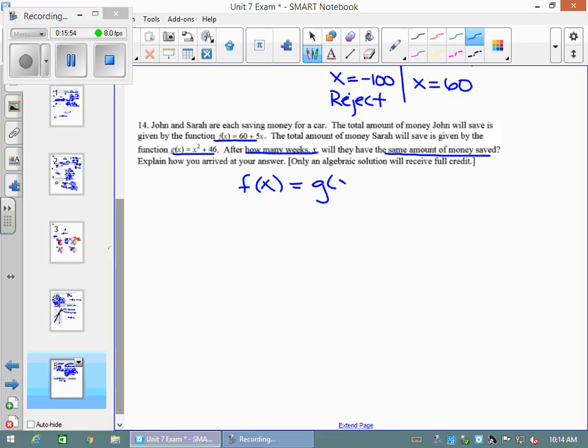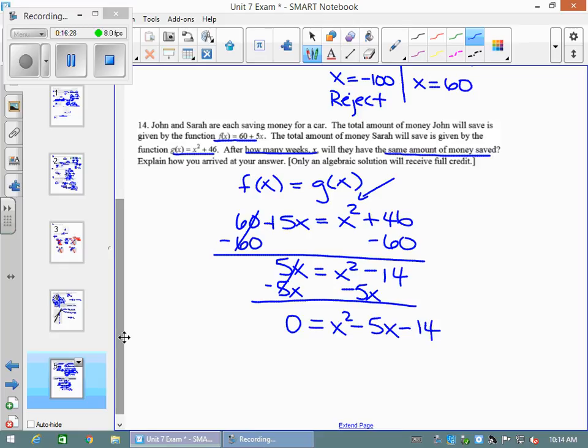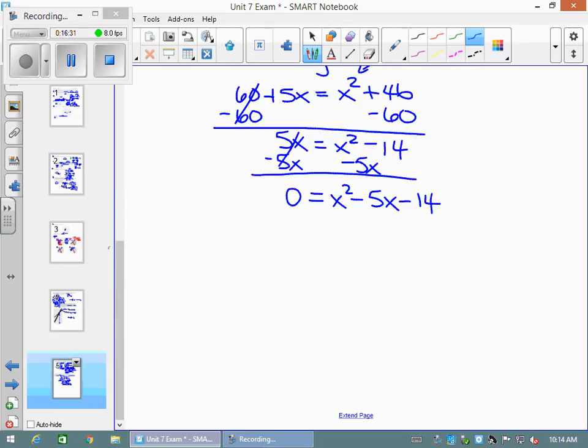So if we take 60 plus 5x, set it equal to x squared plus 46. Now again, I have a quadratic equation. I know this because I have the x squared, so I want to get it into standard form. So I'm going to start by subtracting over my constant, and then subtract the 5x. I get x squared minus 5x minus 14 is equal to 0. So again, this is trinomial, so I'm asking myself what multiplies to negative 14 and adds to negative 5, and that's going to be a negative 7 and a positive 2.